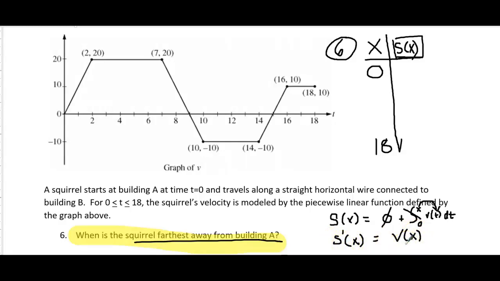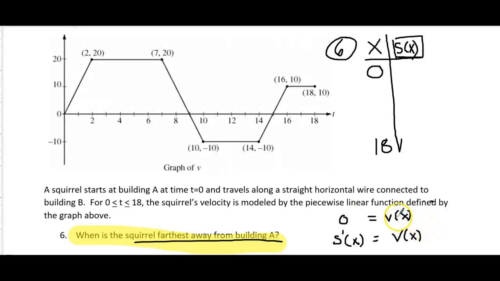We learned back in chapter 4 that the derivative of position is velocity. So that ties in nicely with what we've been learning. But anyway, critical values are those places where the derivative equals 0. So I'm going to plug 0 in for S prime, because that's when the derivative equals 0. And when the derivative equals 0, that means that the velocity equals 0.